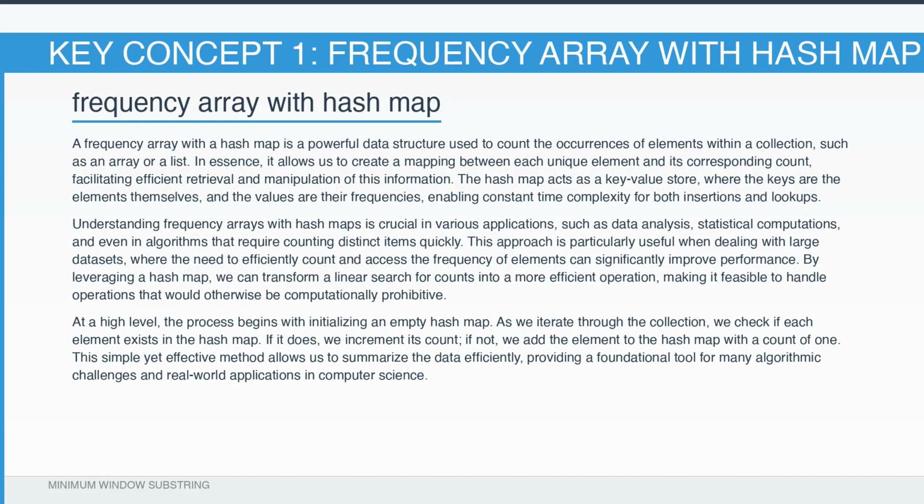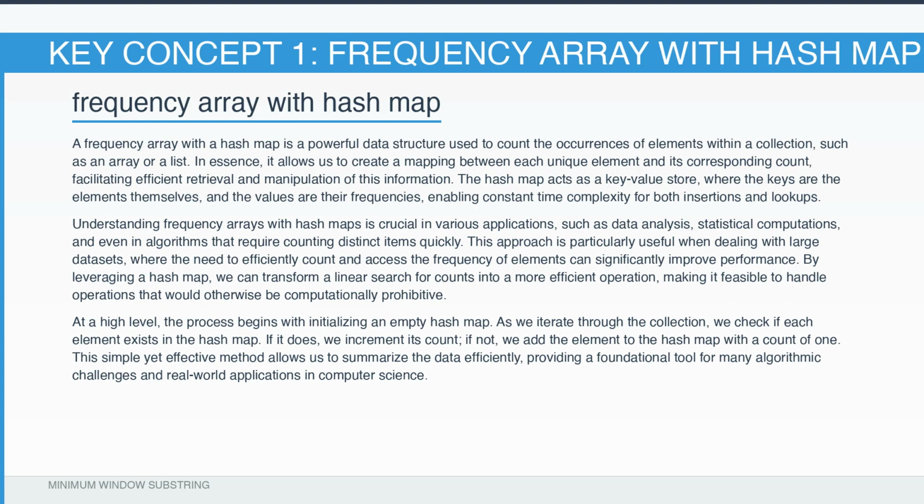A frequency array with a hash map is a powerful data structure that helps us count how often elements appear in a collection, like an array or a list. Think of it as a way to create a simple inventory system for our data. Each unique element acts as a key, and its count is the value associated with that key in the hash map. This setup allows us to retrieve and manipulate counts efficiently.